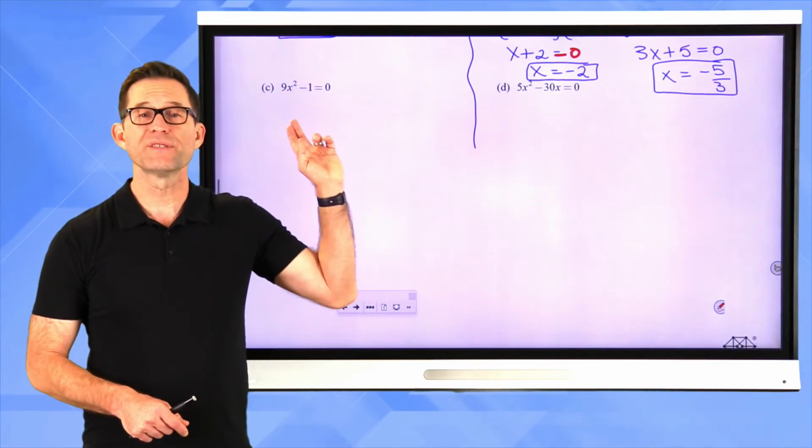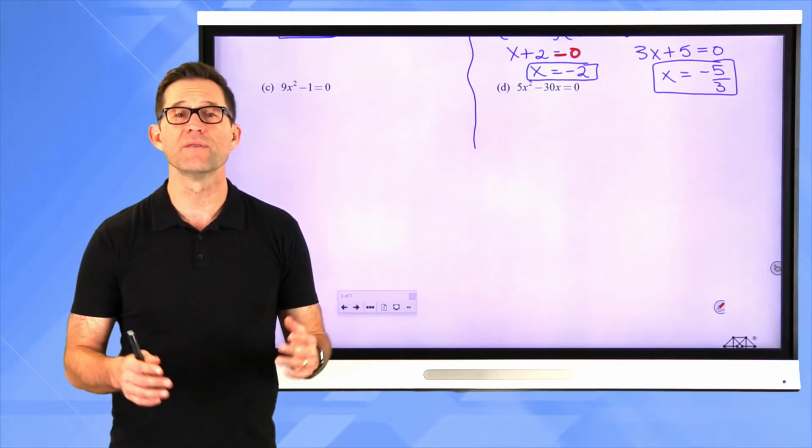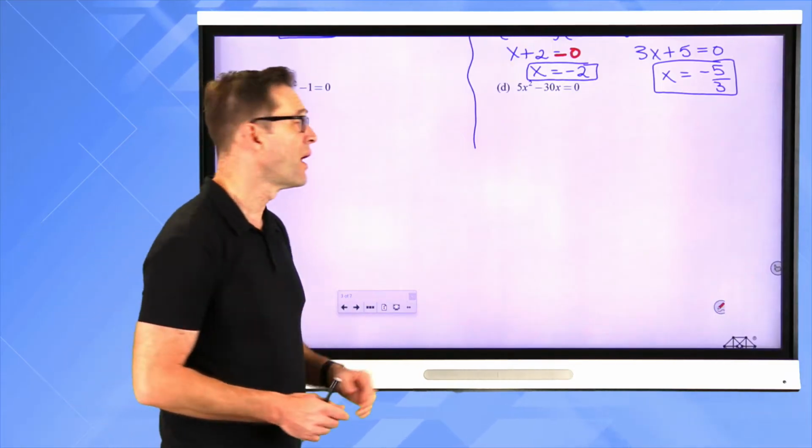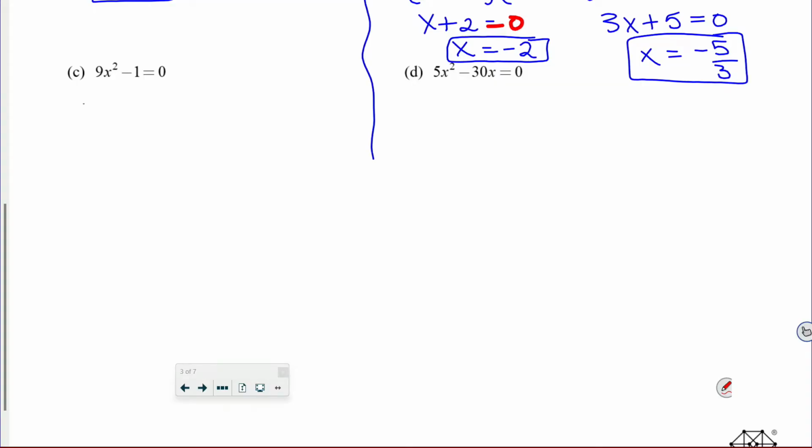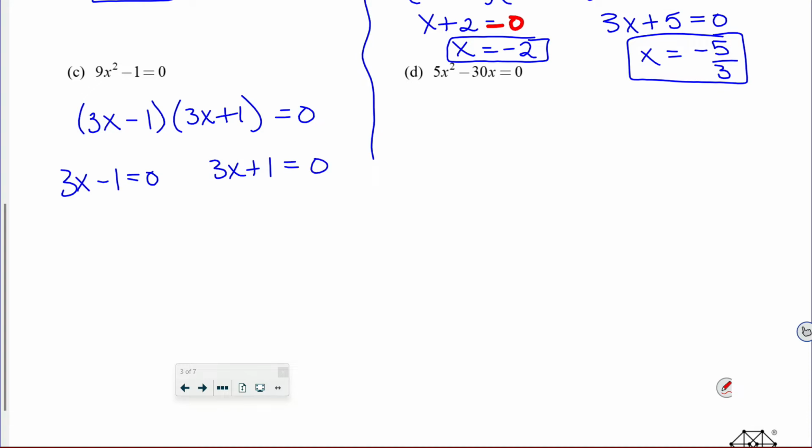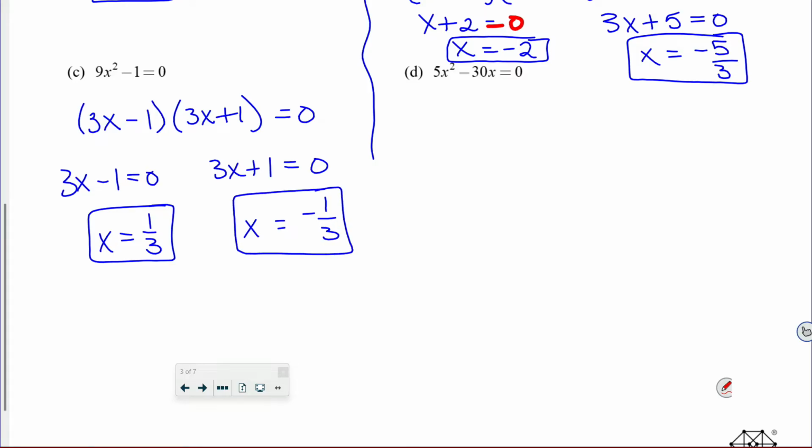All right, well, letter C is a great example of factoring using the difference of perfect squares. So I've got 9x squared minus 1 is equal to 0. I can factor that as 3x minus 1 times 3x plus 1. So that's the difference of perfect squares. That gives me 3x minus 1 is equal to 0, and 3x plus 1 is equal to 0. In this one, if I add 1 and then divide by 3, I'll get x equals 1/3. And this one, if I subtract 1 and divide by 3, I'll get x equals negative 1/3.